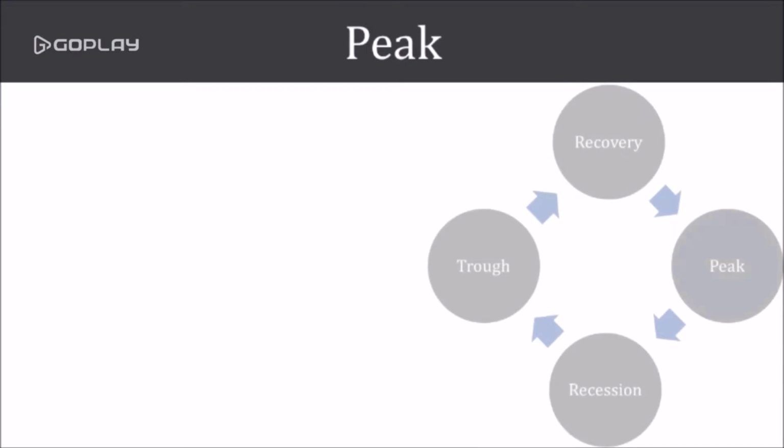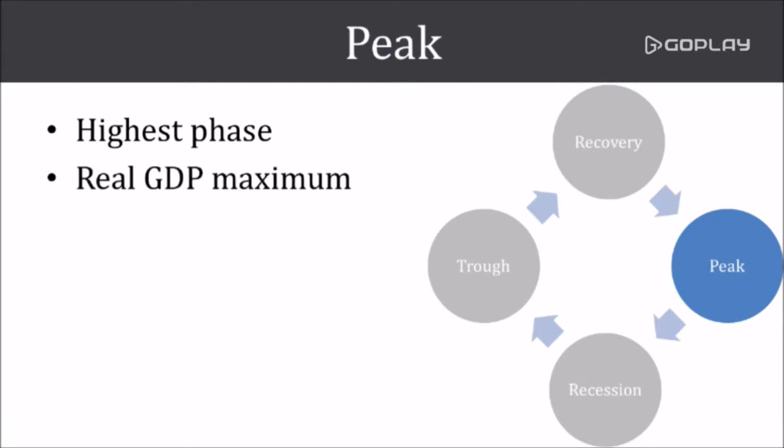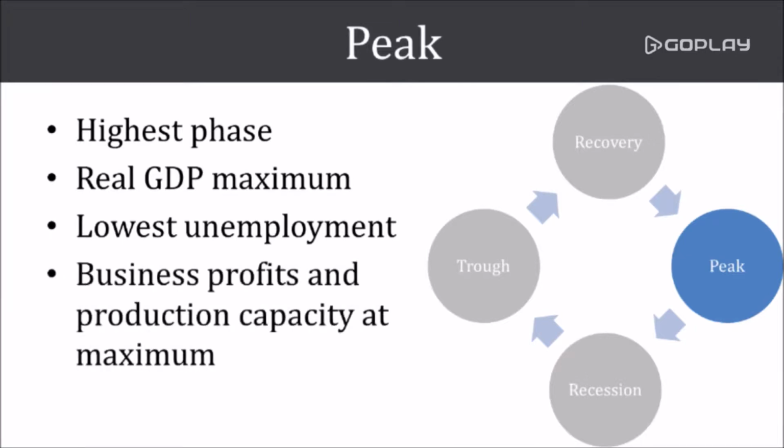The peak is the highest phase of the business cycle. Real GDP is at its maximum relative to recent years. Unemployment is also lowest relative to recent years. Business profits and production capacity are at their maximum.